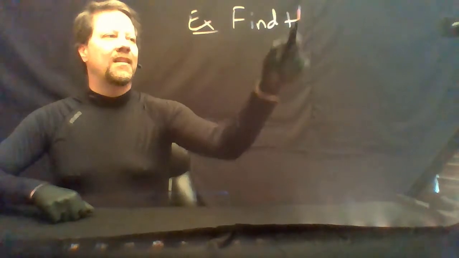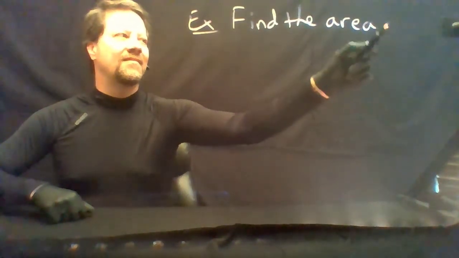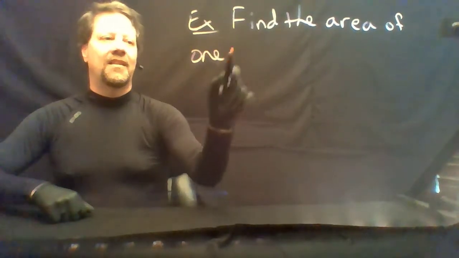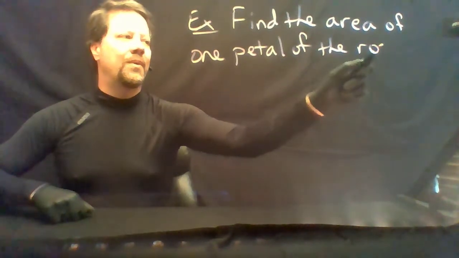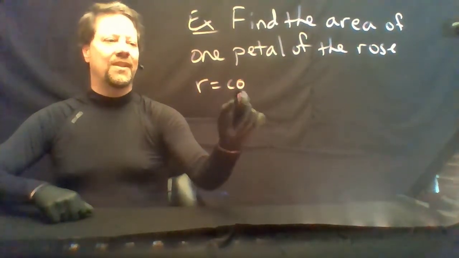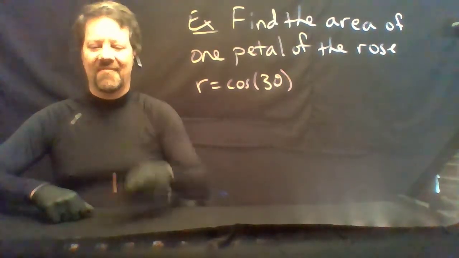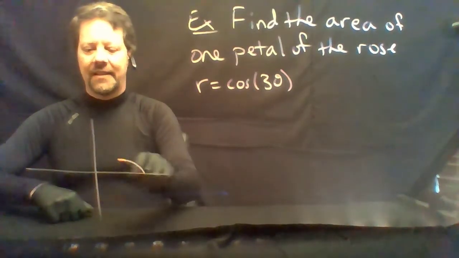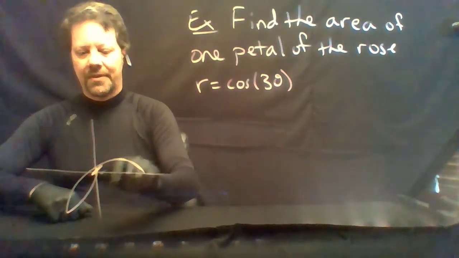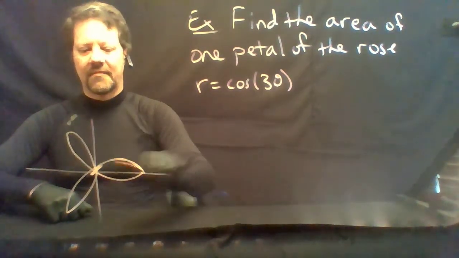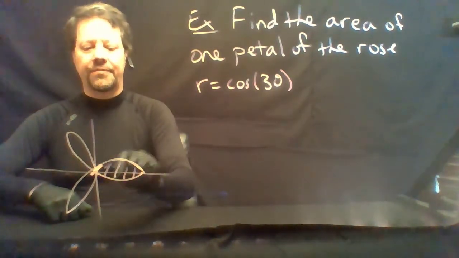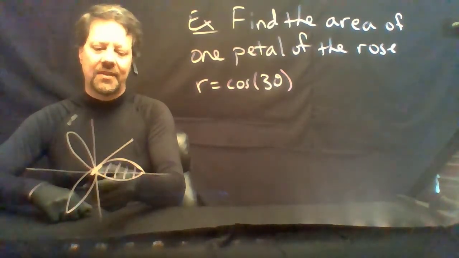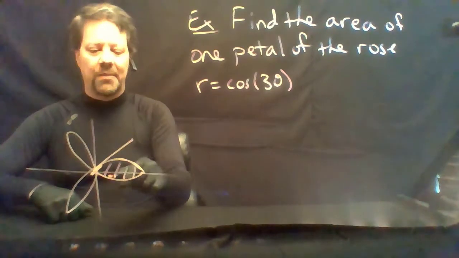In our next example, I want to find the area of one petal of the rose r equals the cosine of 3 theta. When you graph this rose, you'll find that it goes through the origin. To find the area of one petal, it's sufficient to integrate from 0 to the first place where it intersects the origin and double that.